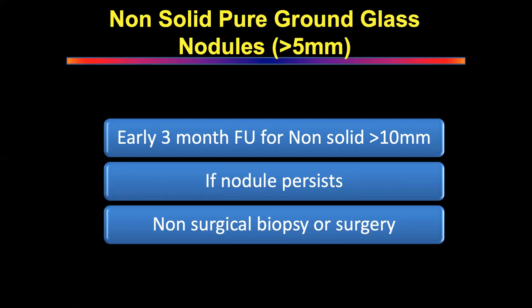So between 5 to 10, we have to have a surveillance. When it comes to 10, we have to resect it. If it's more than 10, then think of malignancy and start thinking of surgical or non-surgical biopsy and resection. So between 5 to 10, we have to watch closely, once a year for 3 years. But what you look for is not just increase in size, but whether it is solidifying. That is the key point here.